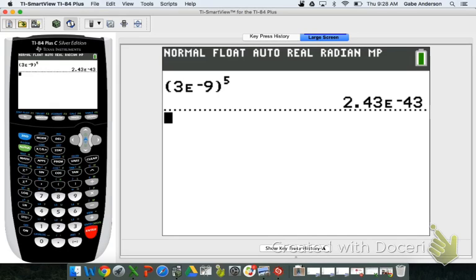And it is a tiny number. You guys agree with that? 2.43 times 10 to the negative 43rd. That would be decimal point, 42 zeros, and then a 243. That's obviously a pretty tiny number.